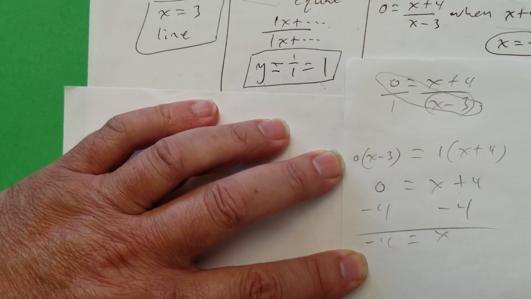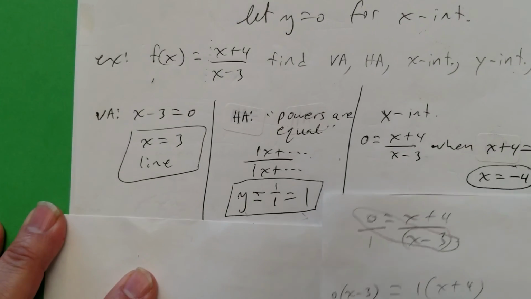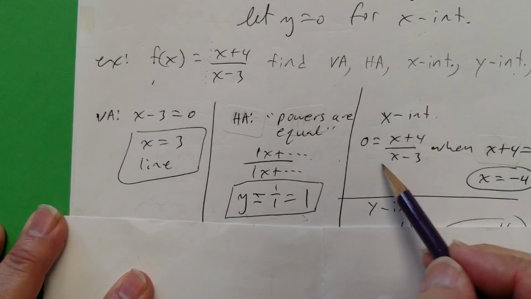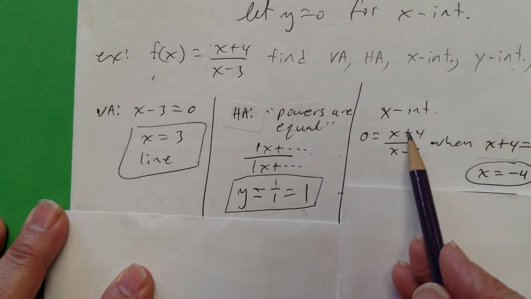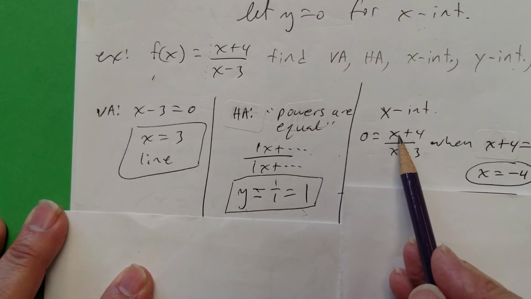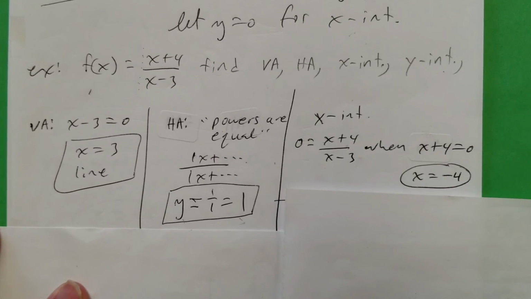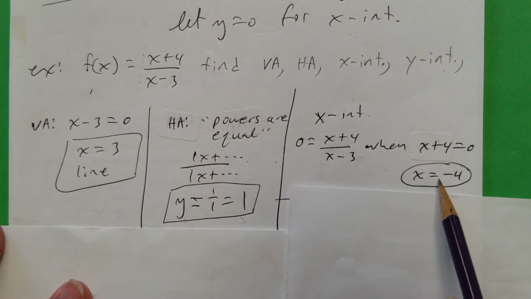Wow, that's a lot of work just for a little. You could just see that, right? This fraction equals 0 when you get a 0 on top, right? So it has to be negative 4. I found my x-intercept. The x-intercept is at x equals negative 4.